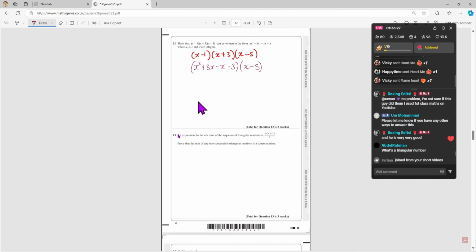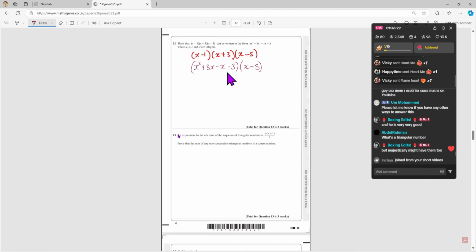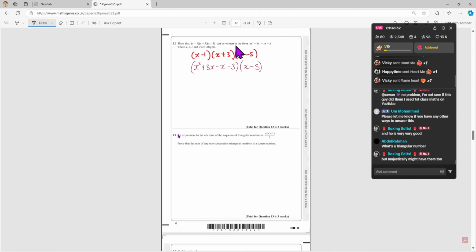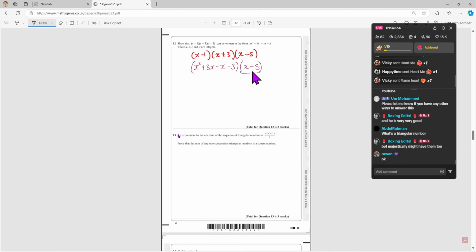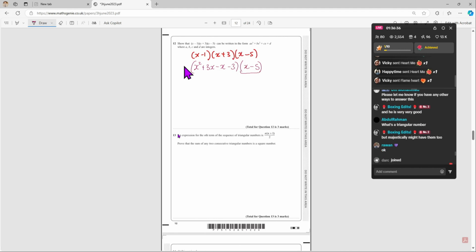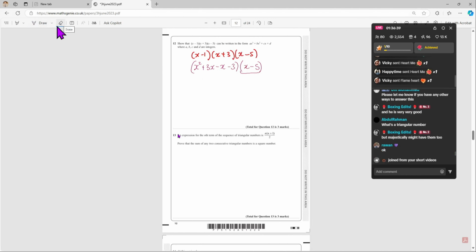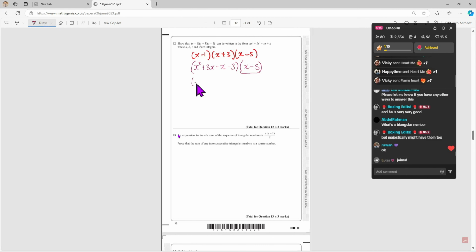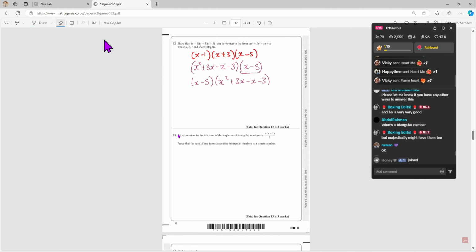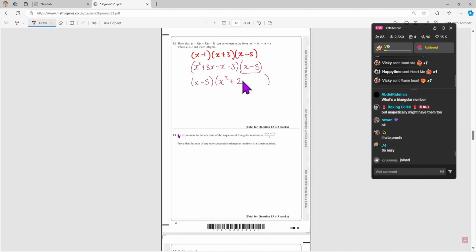Now, once we have expanded this specific bracket, what we need to do is use this and expand it with this bracket. So what I would do is change its order. I'm going to write it as x minus 5, and then x squared plus 3x minus x minus 3. I feel like this is easier, but before I do that, I'm going to quickly simplify this. As you can see, if we simplify, we can do 3x minus x, so 3x minus x will give us 2x minus 3.